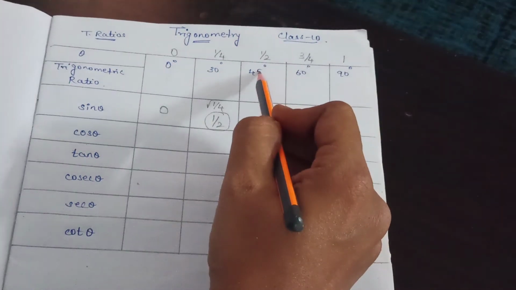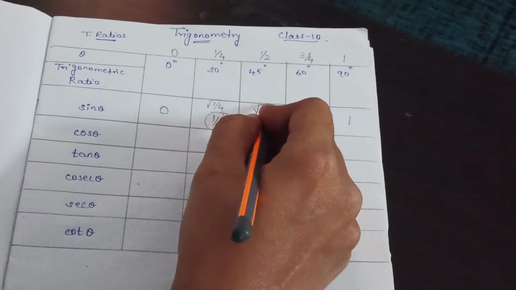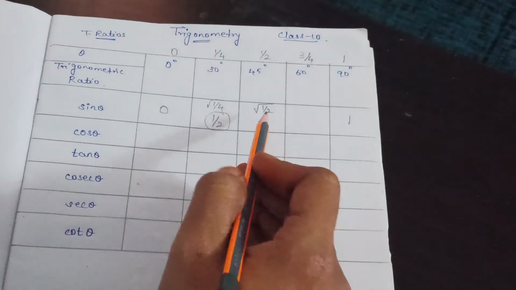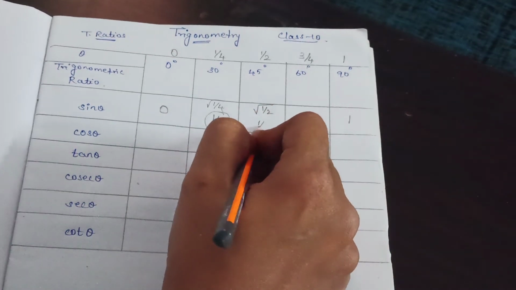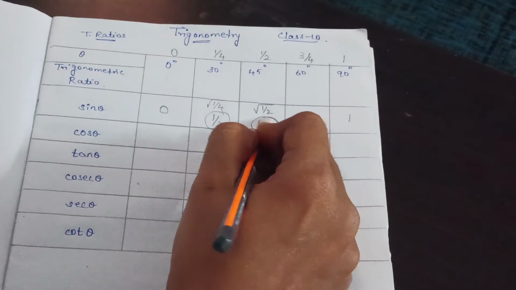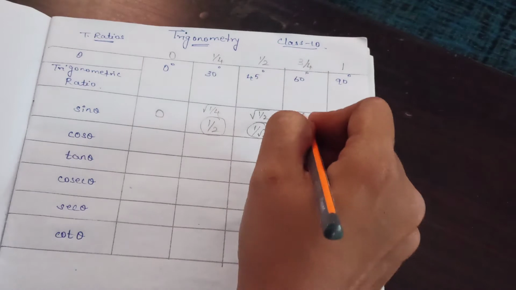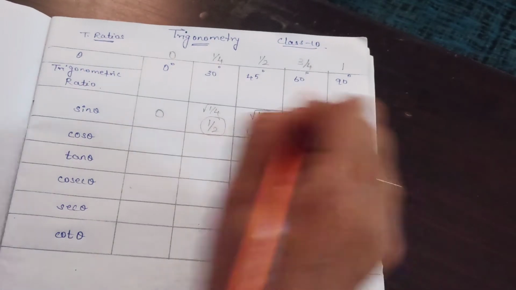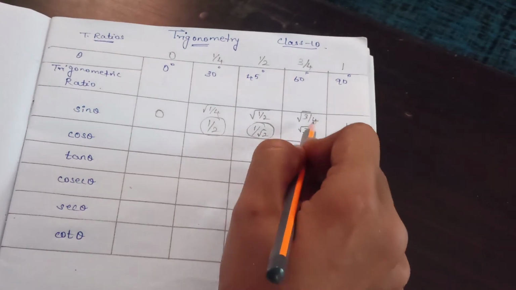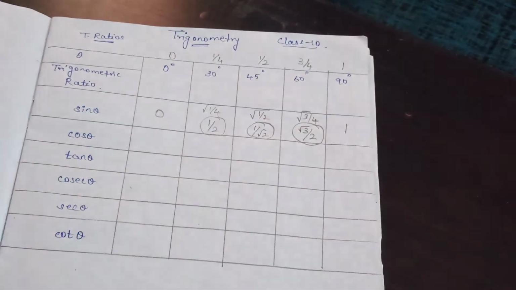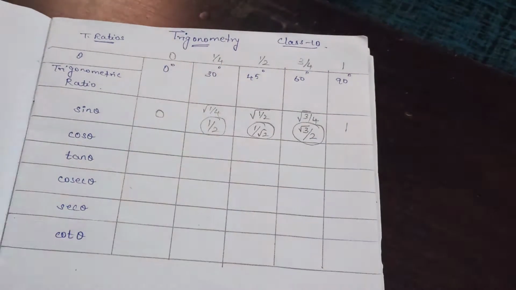Similarly, for 45 degree, take the square root of 1 by 2. Root 1 is 1 and root 2 can be written as it is. So this is 1 by root 2. And for 60 degree, let us take the square root of 3 by 4. On taking the square root, this will become root 3 by 2. And the remaining values for 0 degree and 90 degree are taken as it is, 0 and 1.